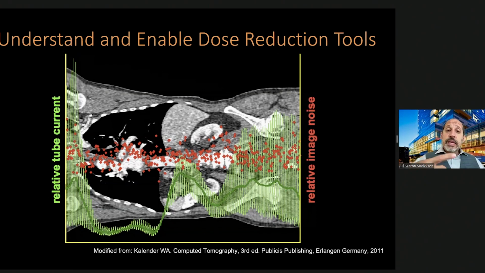The other thing we have is in-plane, or axial, or XY tube current modulation. And that's that with every gantry rotation, we need more X-rays through the thicker parts of the body, like coming laterally through the shoulders, compared to front to back projection through the same area. And so here you can see fluctuations from very high lateral dose to much lower frontal X-ray flux. So that's in-plane modulation. And then you have EKG modulation as well that's relevant for cardiac gated exams also.